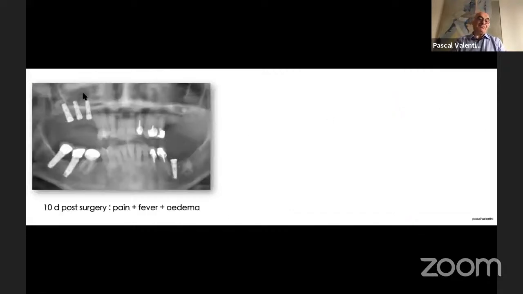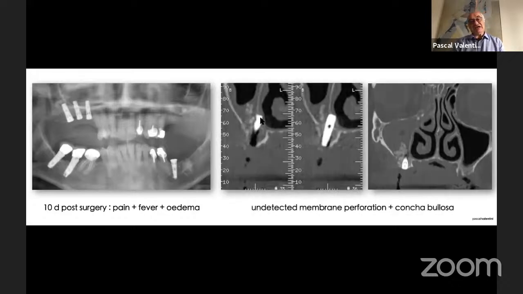Look at this case. This patient underwent sinus surgery with implant placement simultaneously. She came back to us after 10 days with pain, fever, and edema. If we look at a CBCT, you can see that there is an undetected membrane perforation. Of course, the sinus is narrow. That means that the window for sure was too posterior, as we saw in the first part of my lecture. And because of the graft loss through the undetected perforation and the presence of a concha bullosa making the ostium very narrow, we got some granules blockage within the ostium, creating the acute sinusitis.